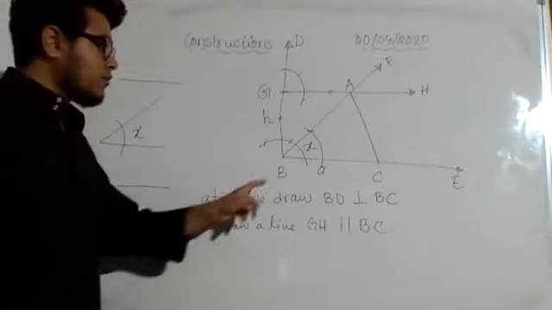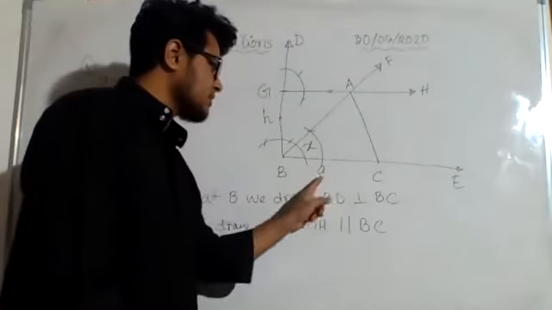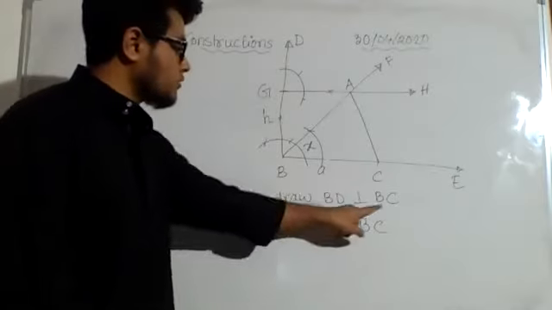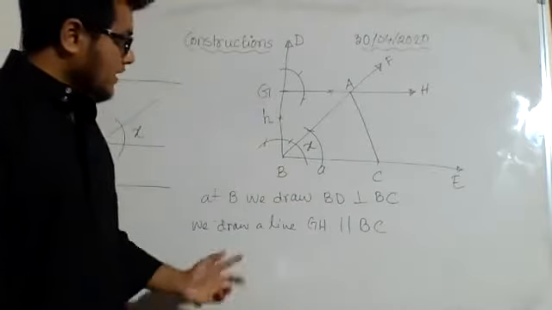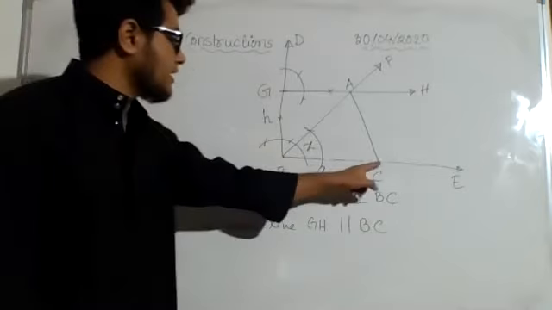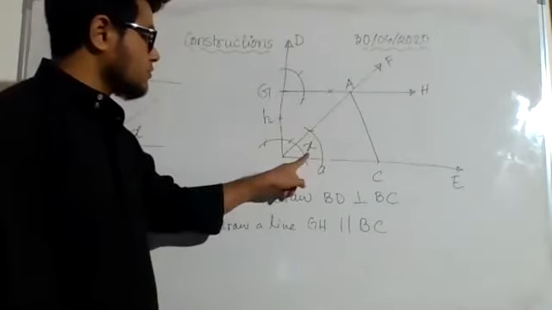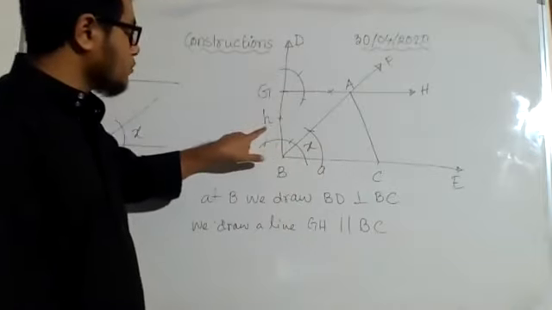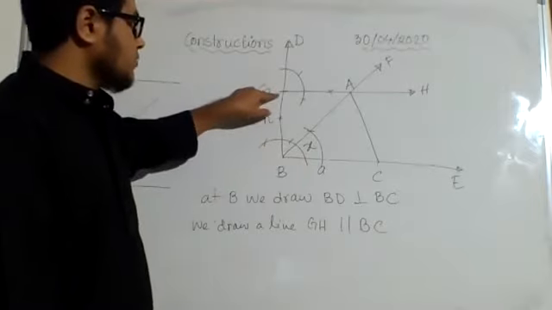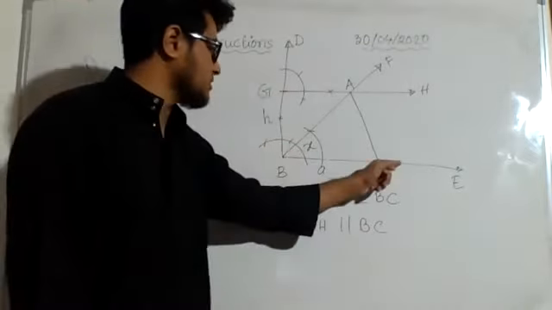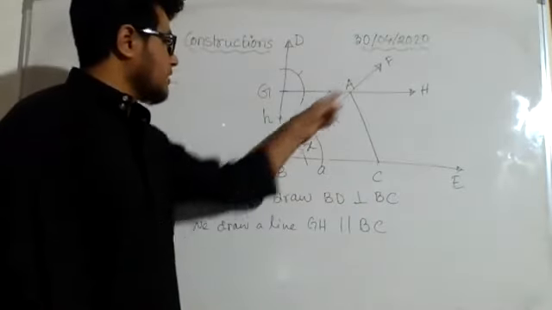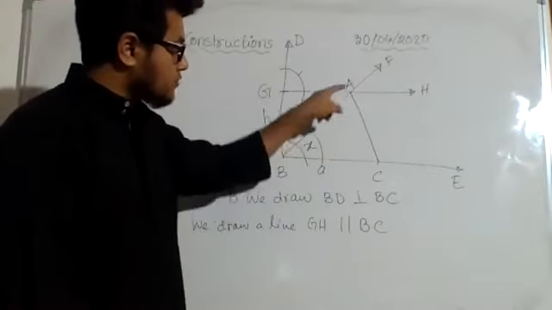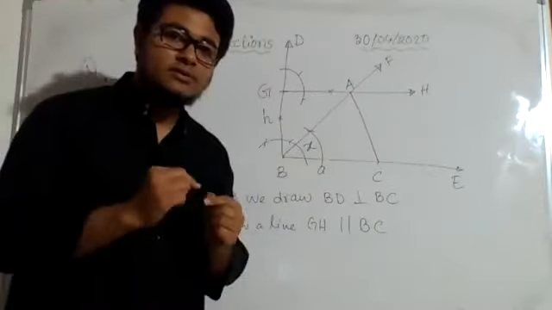Now the steps. From any ray BE, we cut BC equal to A. At B, we draw BD perpendicular to BC. Then again, at B, we draw an angle CBF, which is equal to x. Then from BD, we cut BG equal to h. At G, we draw GH parallel to BC. GH and BF intersect each other at the point A. We join A, C. So ABC is our desired triangle.